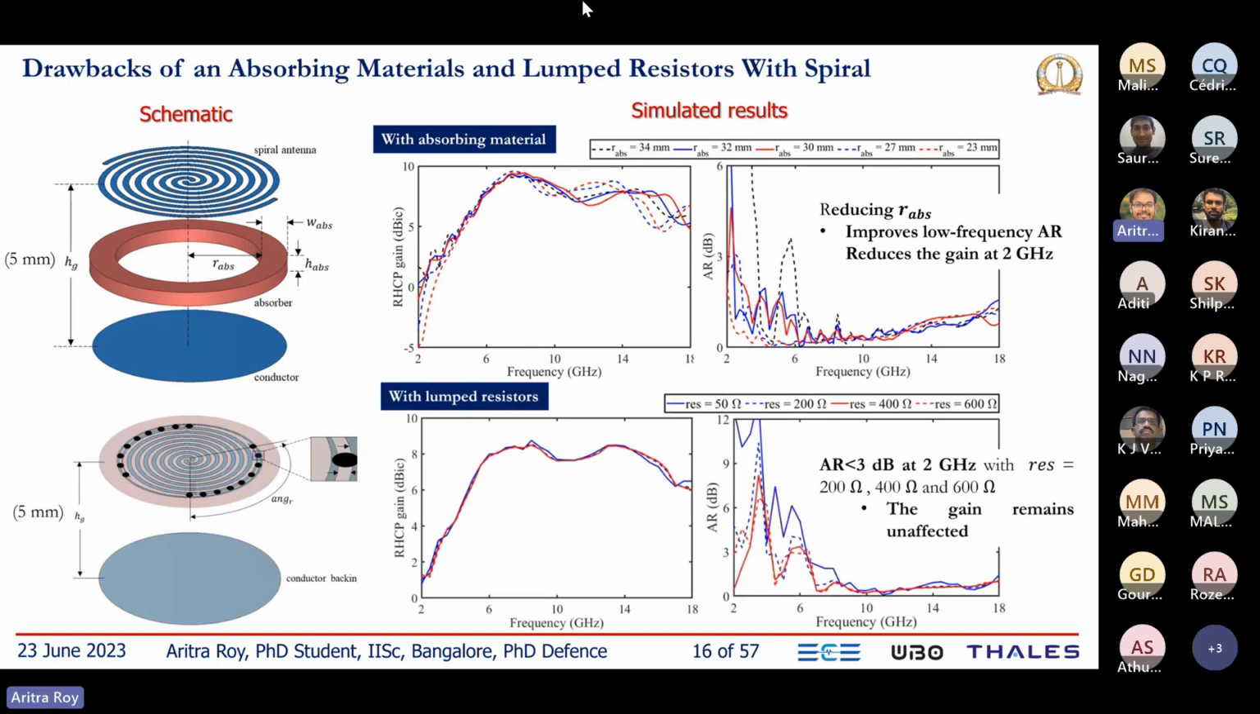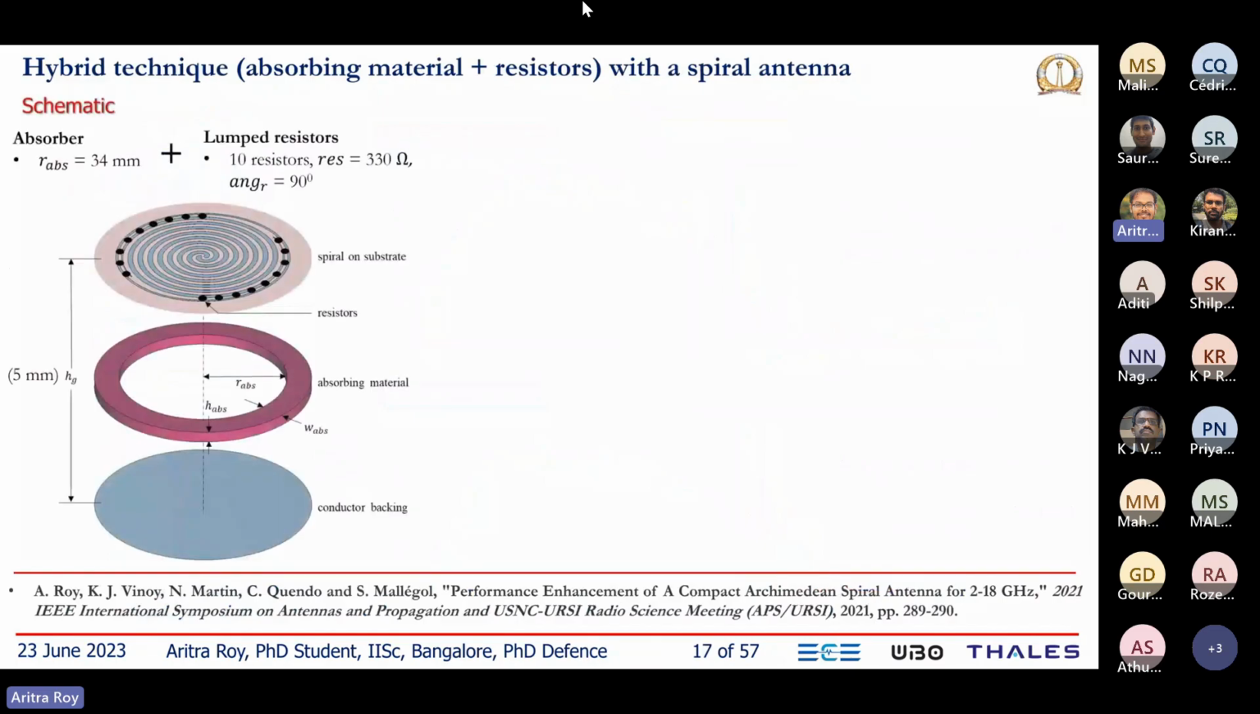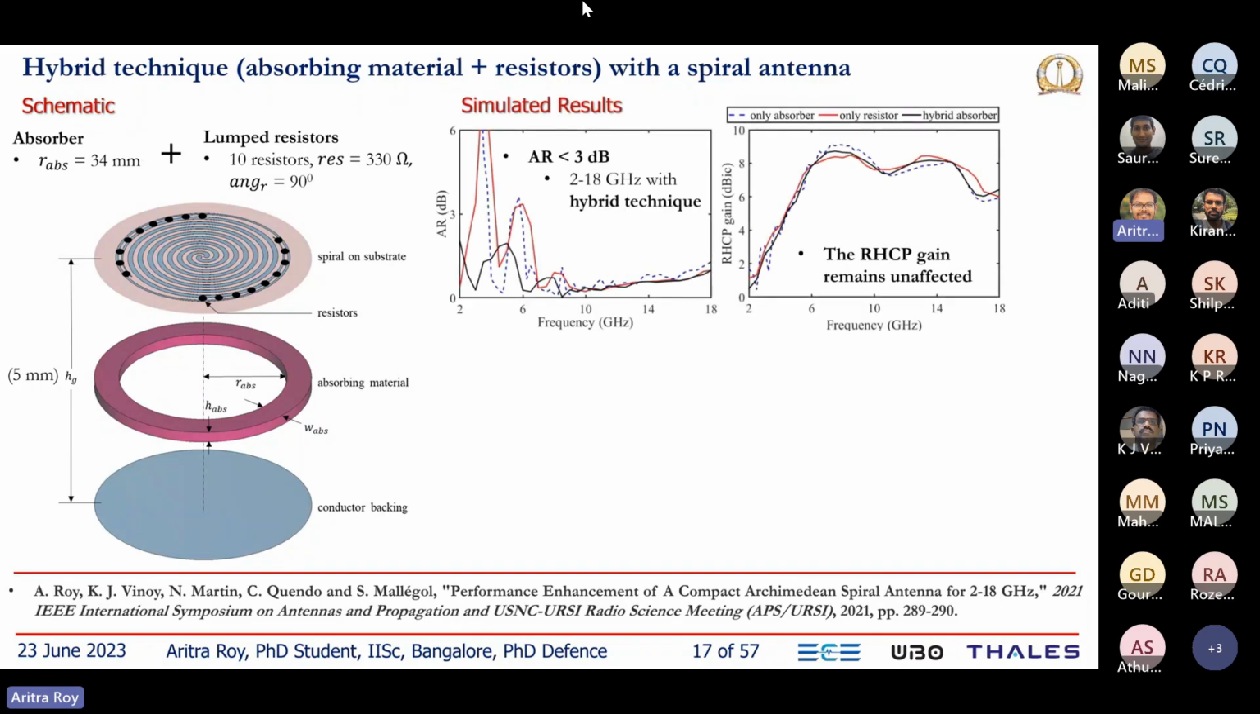Then we investigated a lumped resistor configuration as an absorber. Here what we have observed is it is possible to improve the low frequency axial ratio without affecting the antenna gain. So with this idea, we have proposed a technique called a hybrid absorbing technique, where we have used both of them together and optimized the parameters independently. By doing so, we have achieved this performance.